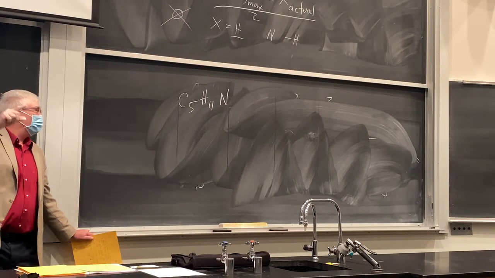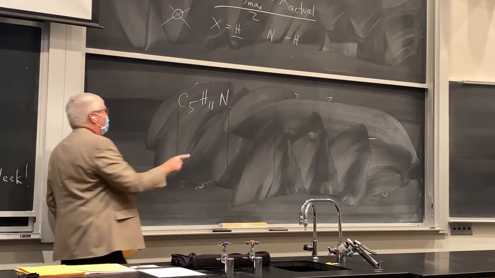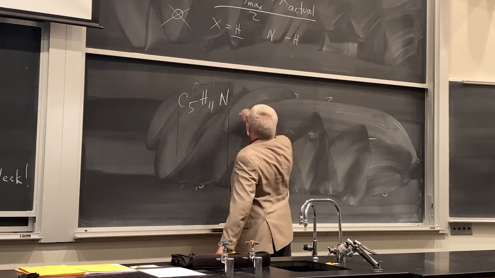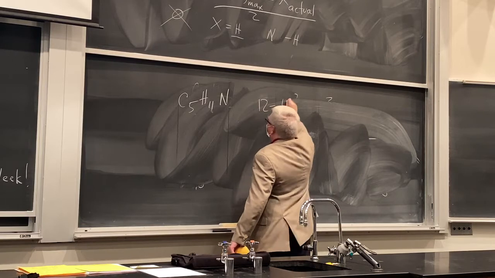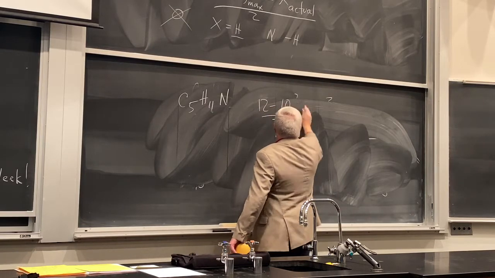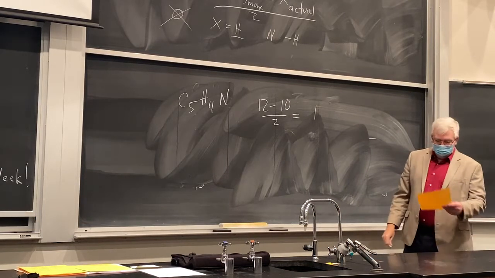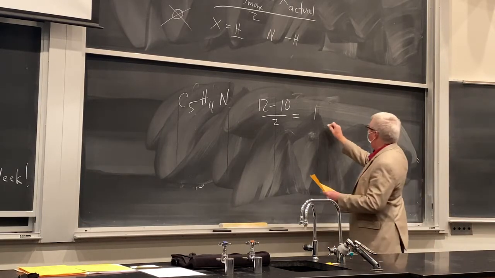Think about the structure. So we're taking off here. So this should be what? 10. And this should be 12. What? Minus 10 over 2. So how many double bonds or rings? Just one. So can you draw some proposed structures here?